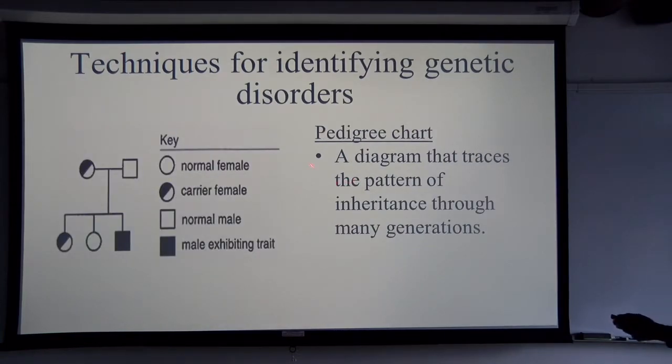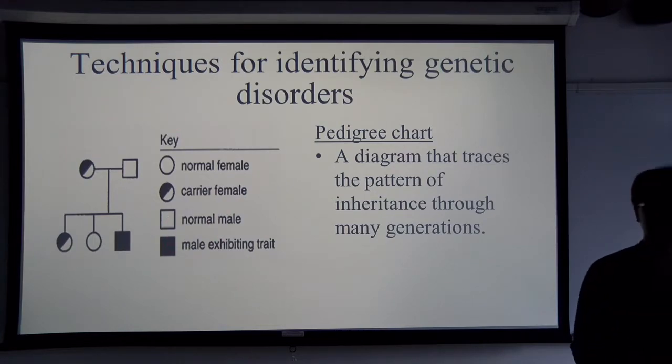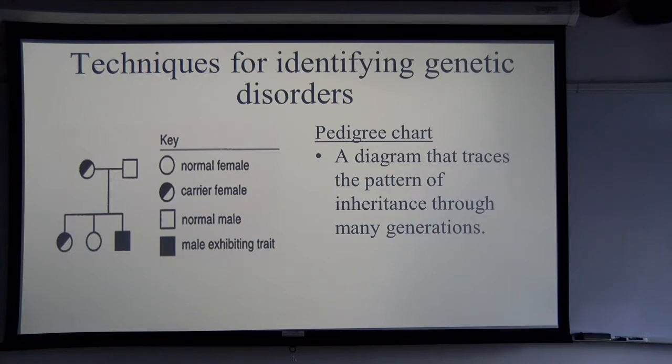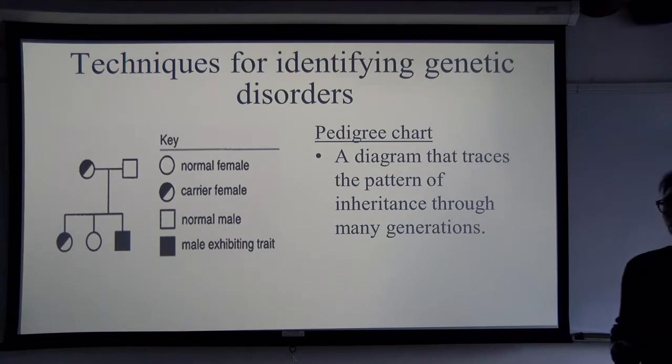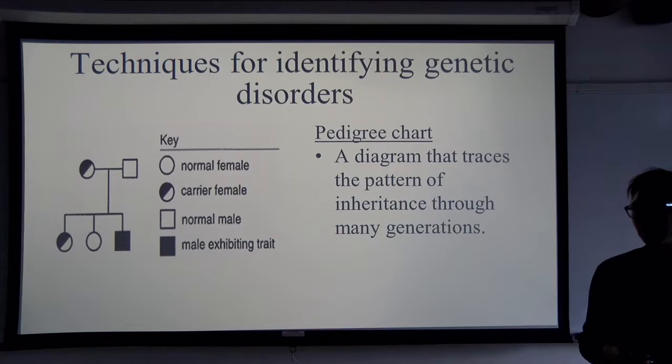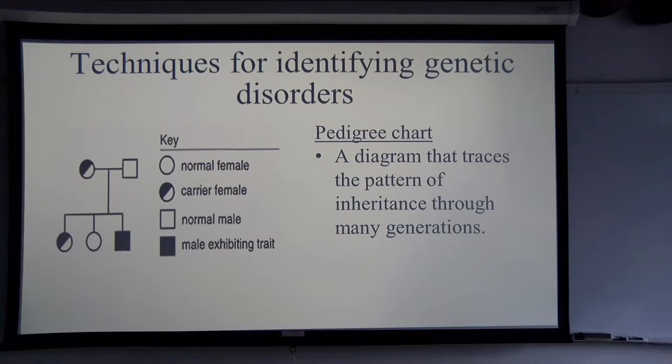A pedigree chart, on the other hand, is a diagram that traces the pattern of inheritance through generations. So when you're interpreting the pedigree chart, you have to remember the symbols. A normal female is usually a circle, nothing shaded in. A carrier female has a partially shaded area, normal males are squares, and the male that exhibits the trait is completely filled in. All right? Because most of those traits are carried on the X chromosome, you'll see that the male will most likely have the trait or not.